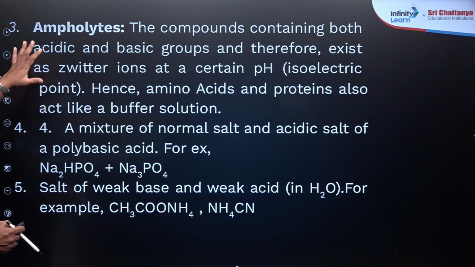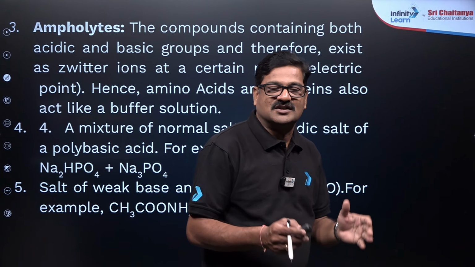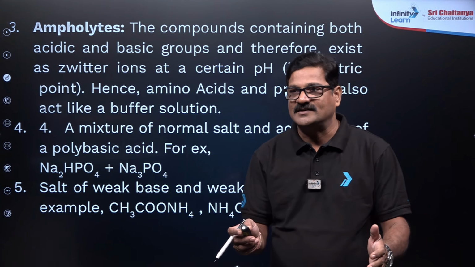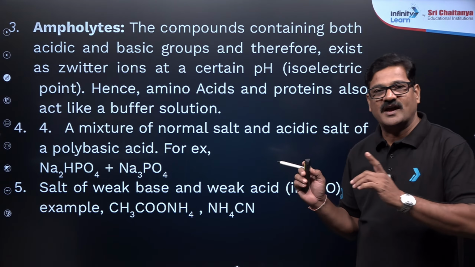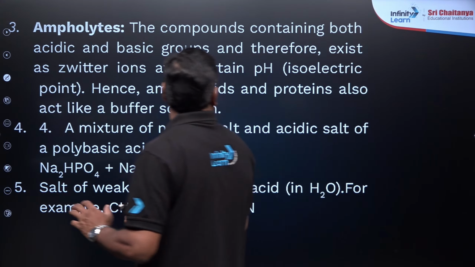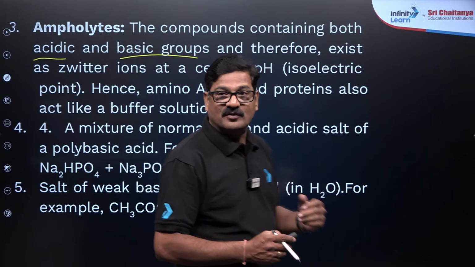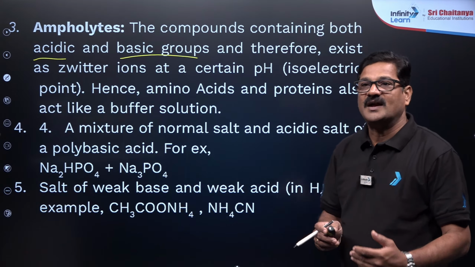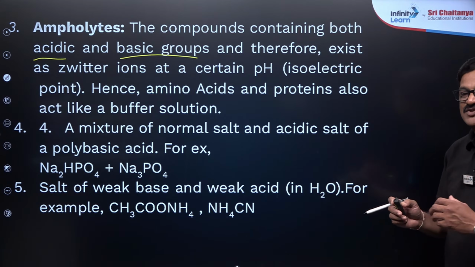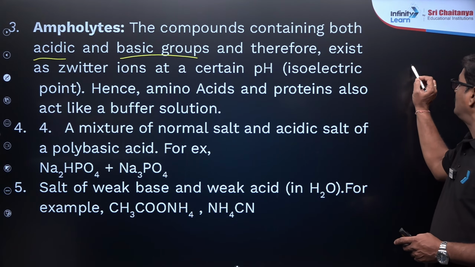And you will be having ampholytes. So ampholytes are the ones which are the salt of a weak acid and weak base. Ampholytes also act as a buffer. So I just want to say the compound contains both acidic and basic groups, therefore they exist as a buffer. So they exist in a zwitterionic form. Amino acids act in a zwitterionic form.